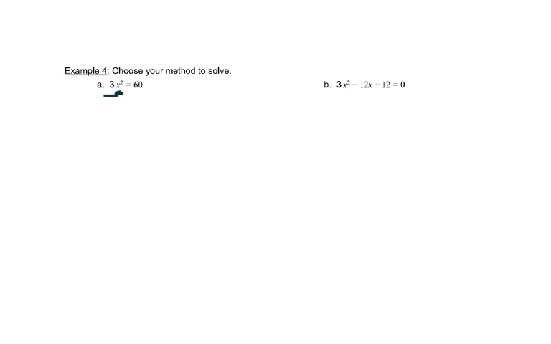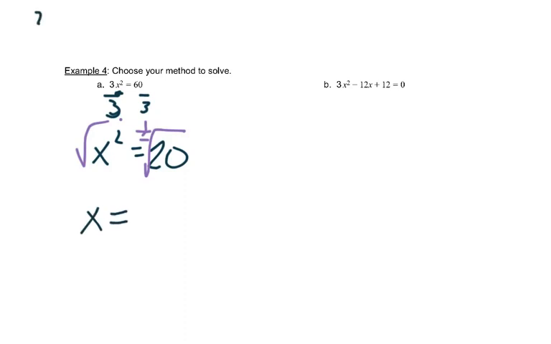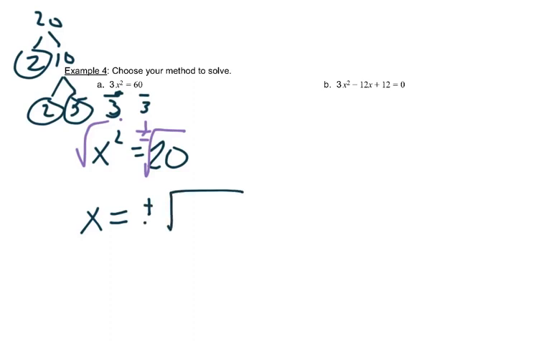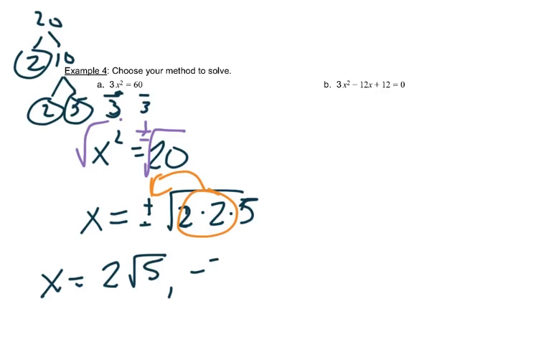I would get that x squared by itself by dividing both sides by 3. And I get x squared is equal to 20. And then I would take the square root of both sides, positive and negative, which gives me x is equal to, and let's break down that 20. 20 is 2 times 10, and then 2 times 5. So this is positive and negative square root of 2 times 2 times 5. And here's a pair of 2, so it would come out. So I get x is equal to 2 square root of 5 and negative 2 square root of 5.